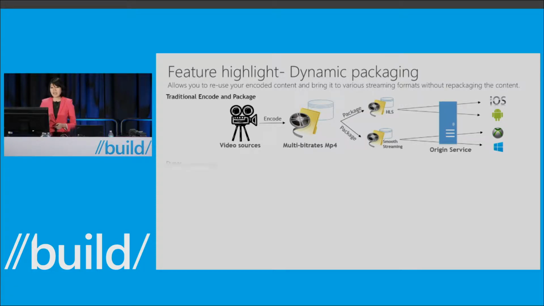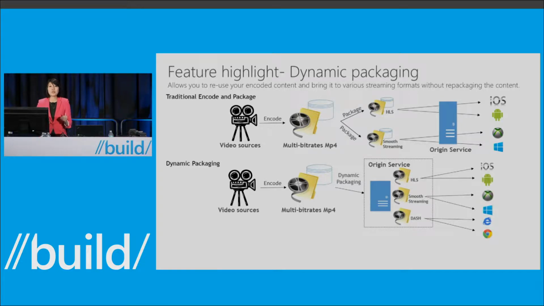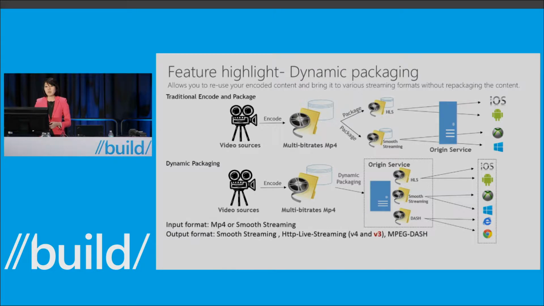With dynamic packaging, here is how things are done. You still have the video source encoded into adaptive bitrate MP4, and after that, you are done. Our origin server can dynamically package the content into the streaming formats you want on the fly. We alter the container formats so that it can be used by multiple platforms and devices.